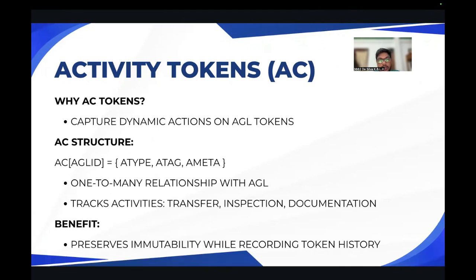All right. So now let's talk about activity tokens, which are like the dynamic layer on top of AGL tokens. These are used to record specific activities linked to the AGL token. Think of them as a log. Each AC token documents an event like a transfer, a custom check, or new data entry. And since they are also stored on chain, they ensure traceability without altering the original AGL token. Each AGL token can have multiple ACs, forming a one-to-many relationship.